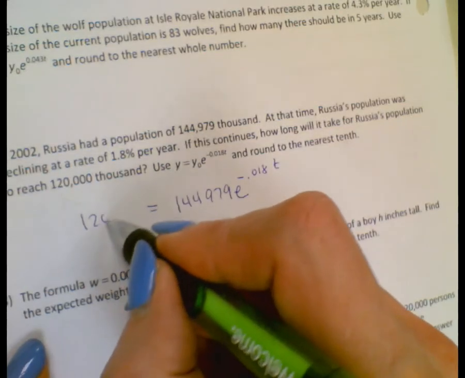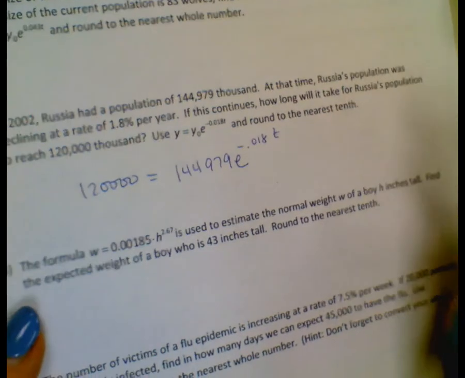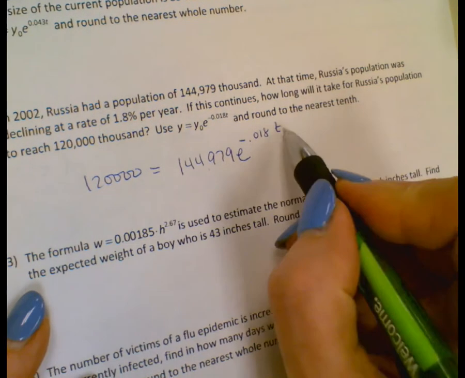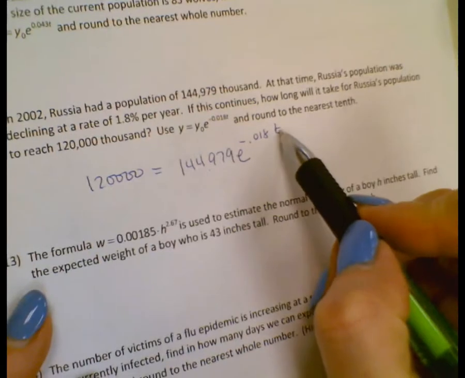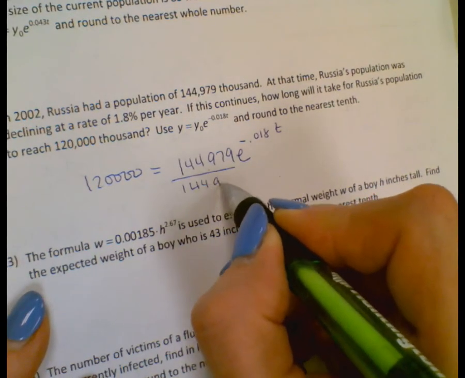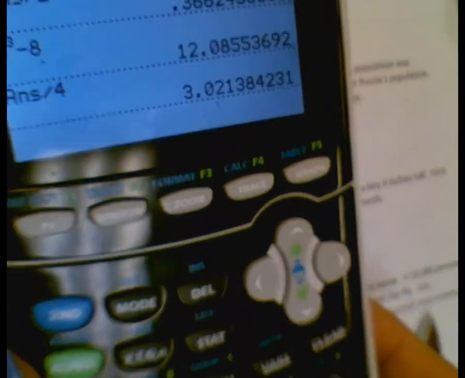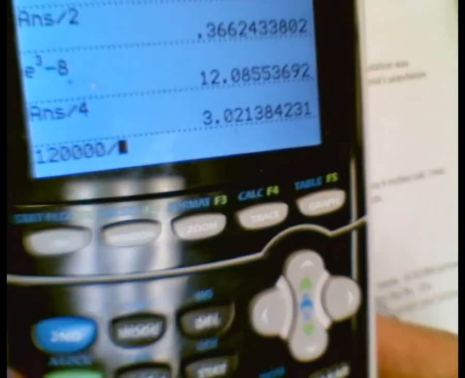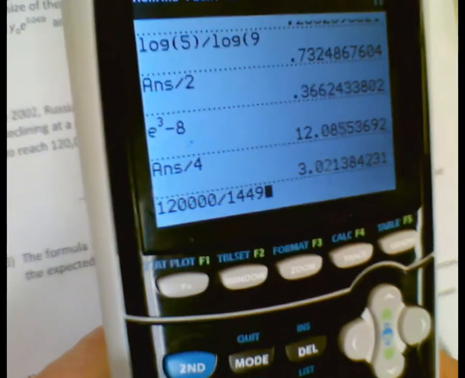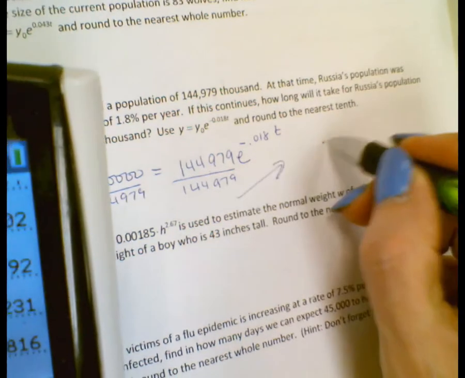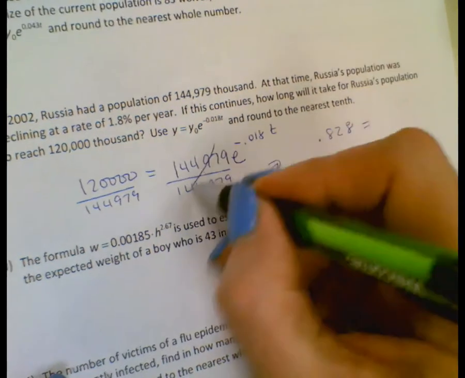They want to know when it's going to reach 120,000. This is a hard problem. Okay, so this is what you started with. They want to know when it's going to be this. So this is what logarithms are invented for. When you have a variable in an exponent, how do you get rid of it? One way to do it is you can actually divide by 144,979 on both sides. Get rid of the big numbers. So 120,000 divided by 144,979 is 0.82, we'll just call it 0.828, so these are gone and this is gone.